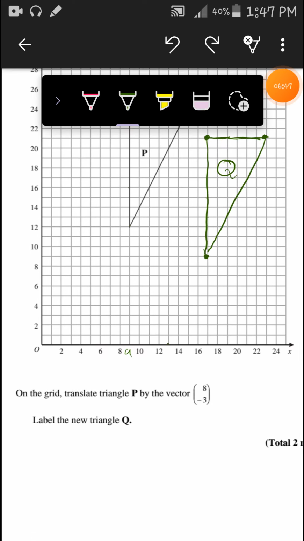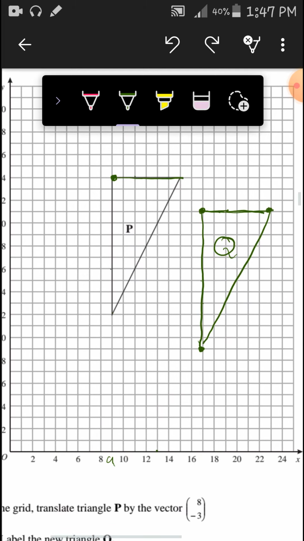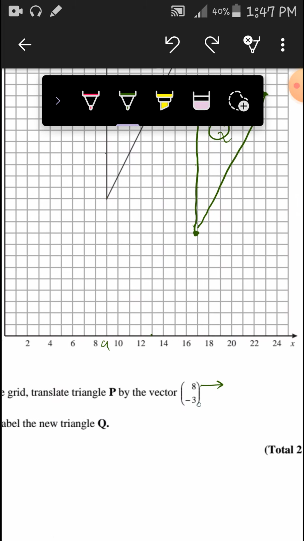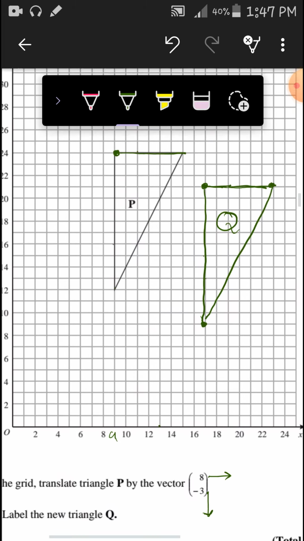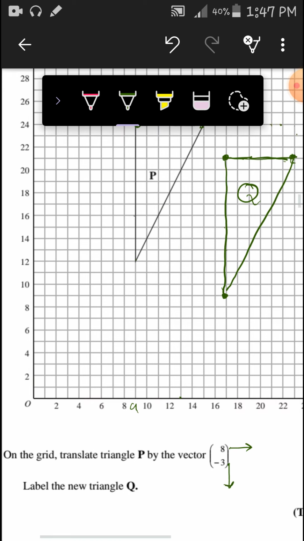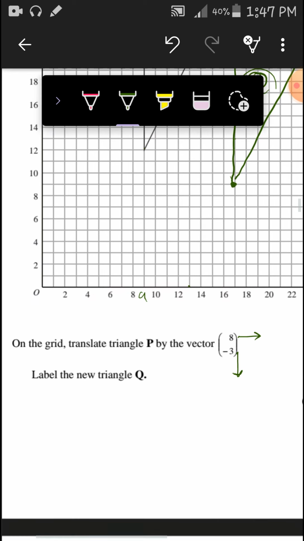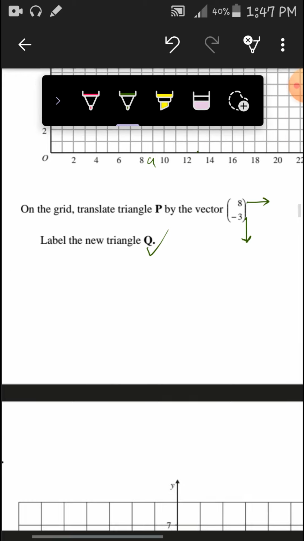Here we have on the grid translate triangle P by vector (8, -3). When you move, the 8 is positive, and the -3 is down. So take each vertex 1, 2, 3, 4, 5, 6, 7, 8, and 3 down, 1, 2, 3. When you do the same with the other vertices, you will draw the triangle as you see and label the triangle Q as required.